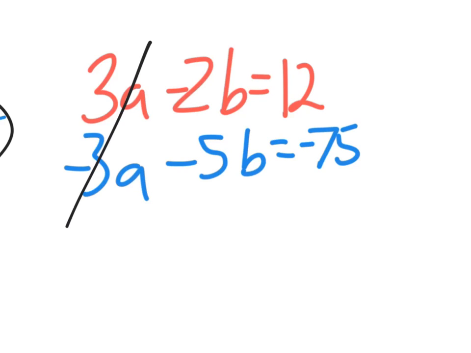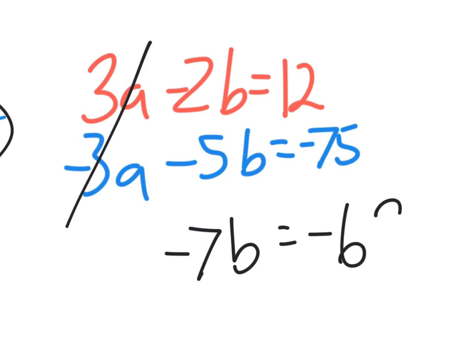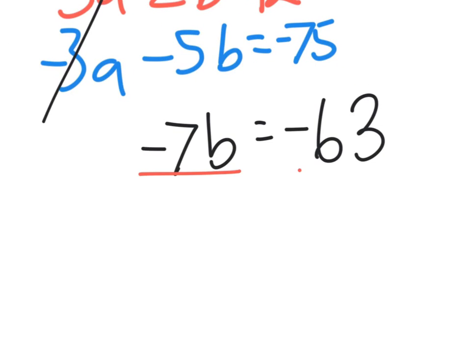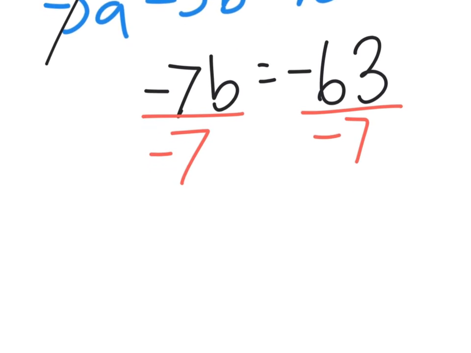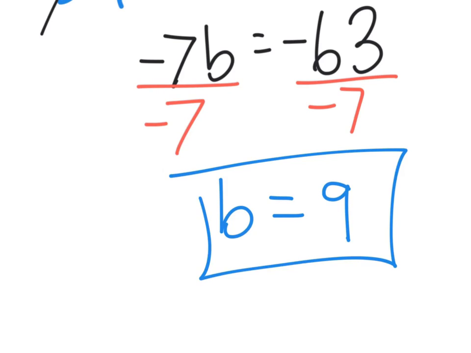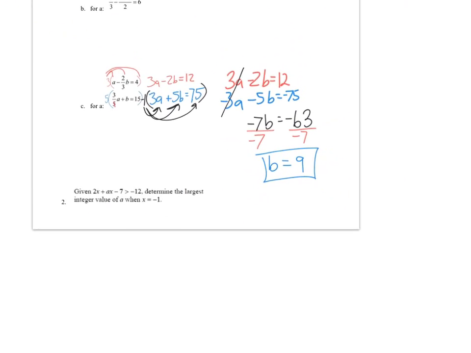Beautiful. 2b minus 5b is going to give us -7b. And -75 plus 12 is going to give us -63. All right, so we're pretty close to determining the value of b. We're going to divide both sides by -7. And when we do, the value of b is going to be what? +9.